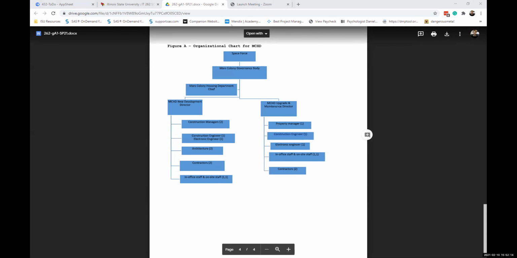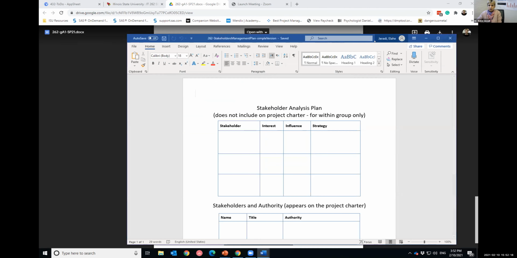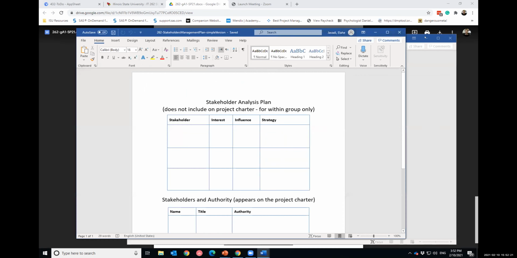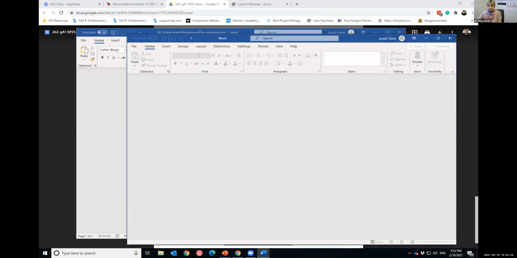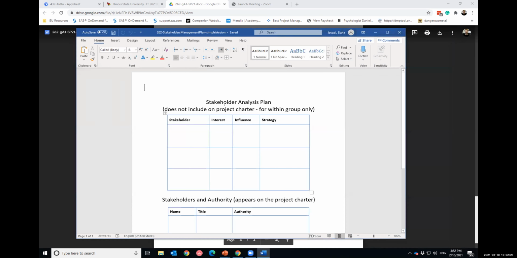Are we doing this by ourselves or with our group? No, right now you're going to do it alone. Okay. And then whatever you find out could be used in your group work. Good question.